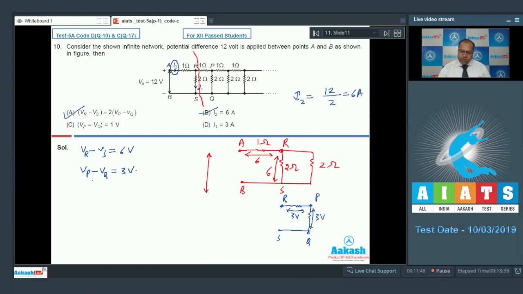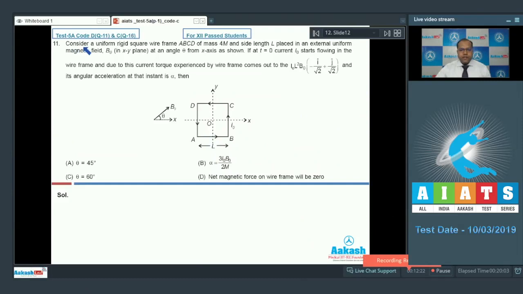And if I calculate the value of I1, then I1 can be written as the potential difference in this branch RS is 6 and the resistance is 2. So it comes out to be 3 ampere. So option D is also correct. So the correct answer for question number 10 are option A, B and D. Let's move to question number 11.